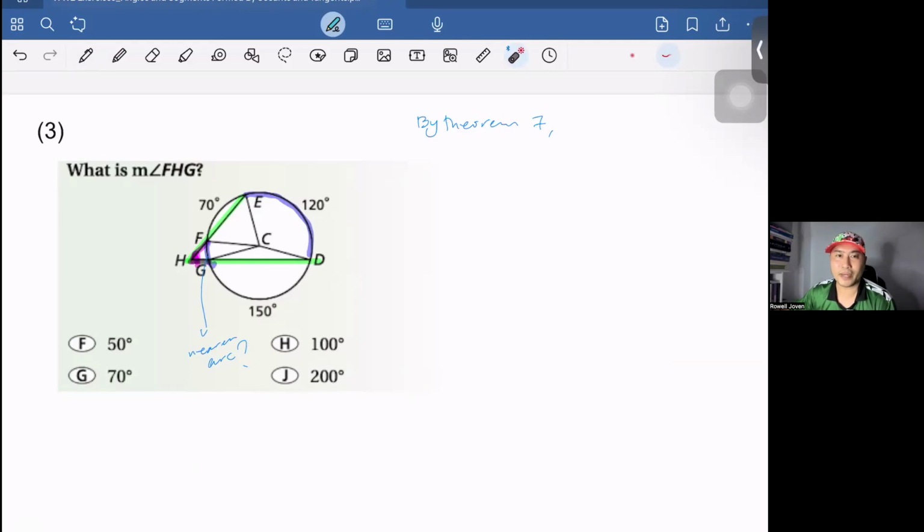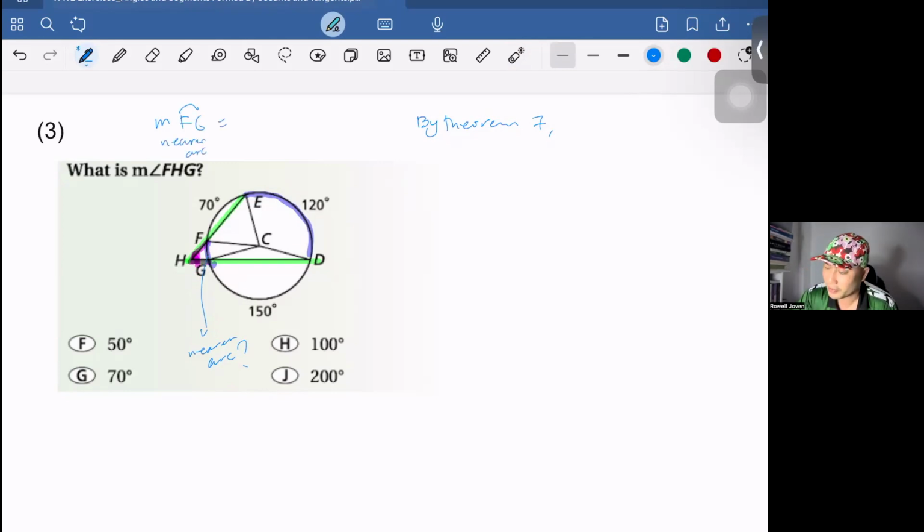So, again, by theorem 7, because we want the measure of this angle here, and this is given already, and we know that we have two secant segments intersecting outside the circle. This is the farther arc, this is the nearer arc. In the problem, we don't know the nearer arc, but we can get the measure of the nearer arc, arc FG, right? That's arc FG. This is the nearer arc.